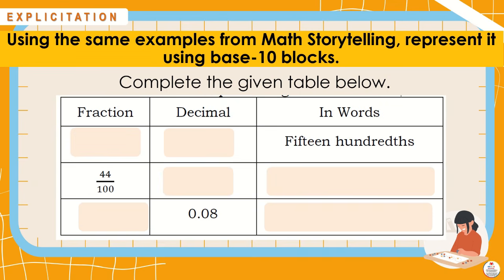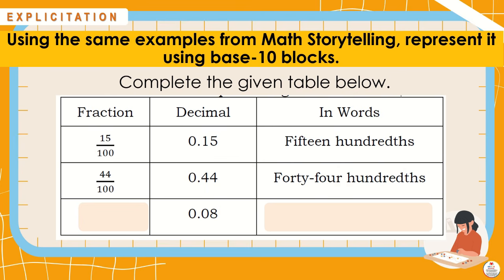Using the same examples from math storytelling, represent it using base 10 blocks. Complete the given table below. For the first column, we have fraction, second column decimal, and for the third column, in words. For the fraction, 15/100ths, decimal 0.15, in words, 15 hundredths. 44/100ths, decimal 0.44, 44 hundredths. 8/100ths, 0.08, 8 hundredths.